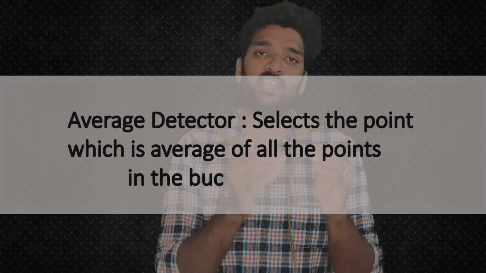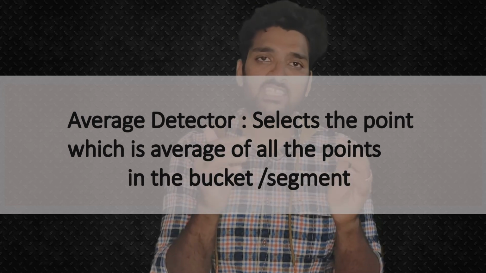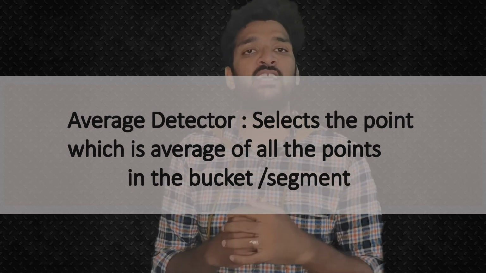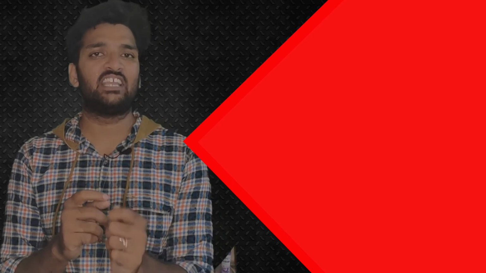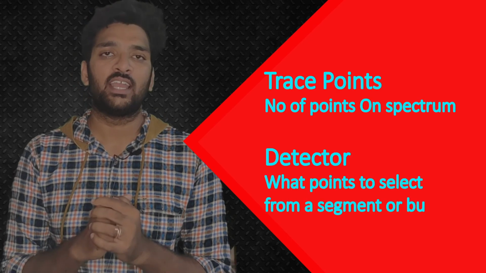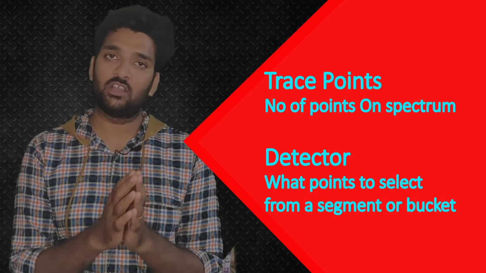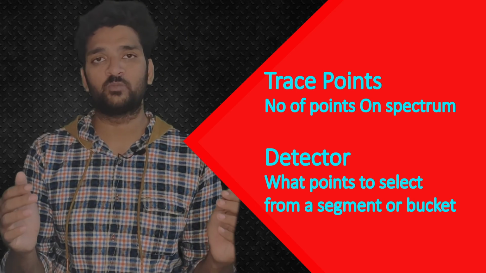There are detectors like the average detector, where the average of all the points is taken and displayed as a single point. There are many advanced detectors like the CISPR peak detector, which is used for EMI/EMC views, which has different properties. So basically the detector gives you which sample in a segment is to be taken out, and the trace points determine how many segments to divide into.